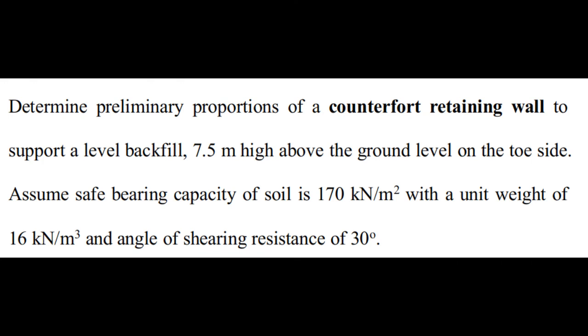Determine the preliminary proportions of a counterfort retaining wall to support a level backfill 7.5 meter high above the ground level on the toe side. Assume the safe bearing capacity of the soil is 170 kilonewton per meter square, with a unit weight of 16 kilonewton per meter cube and an angle of shearing resistance of 30 degrees.